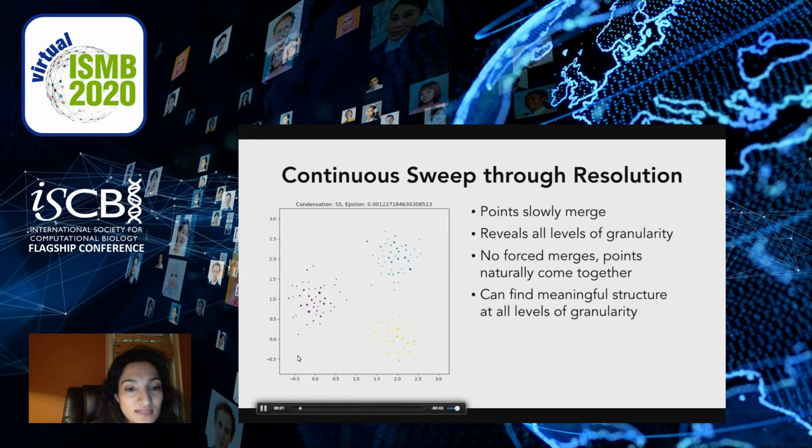Here's an animation of this. As you continue to iterate this process, you see that these data points are merging with one another. And eventually you'll see that the three different structures that are there, this is a mixture of three Gaussians, will appear. And if you continue to wait even longer, all the data points would merge into one single point, and that would be the end of the process. So this reveals data at all levels of granularity, and there are no forced merges. The points naturally come together.